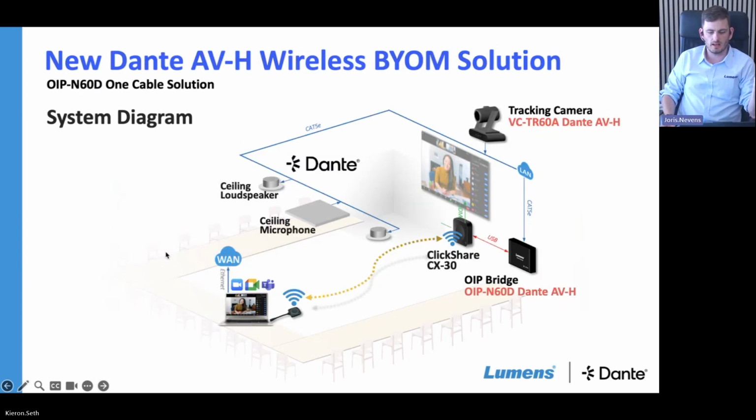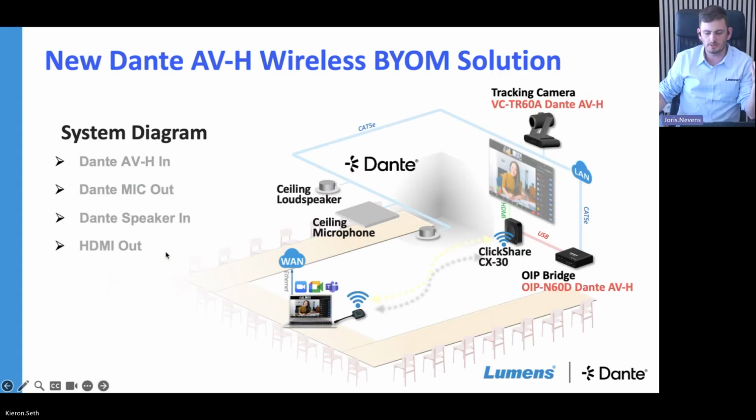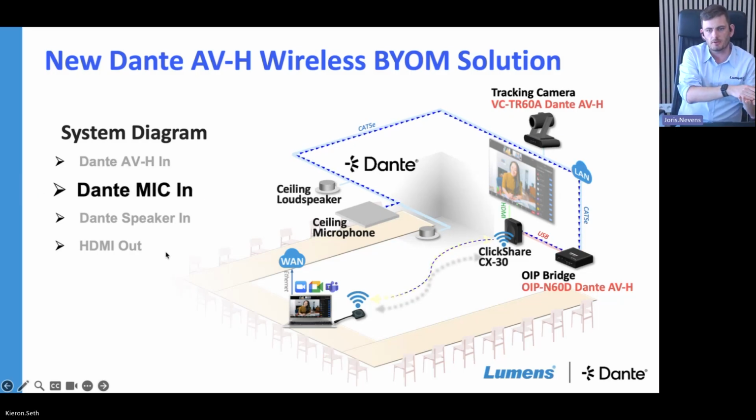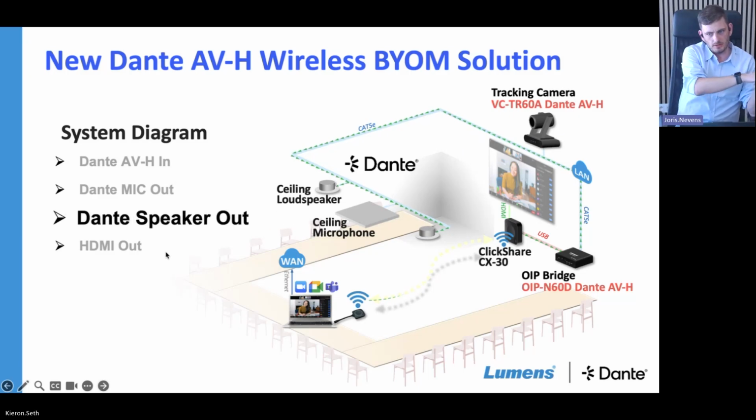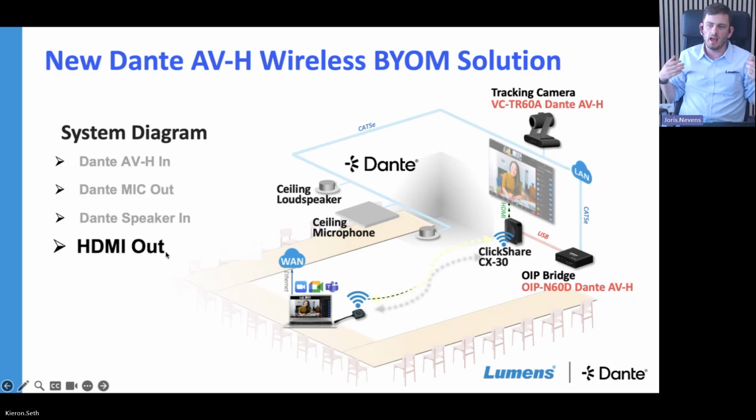Here we have again a system diagram. It's the same as what we did before. So if we go to the next slide, you will see it again. We will send the Dante video to the OIP box, which will then send it to the wireless device, to the PC. The same will happen with the microphone in. And then what we do is we receive through the USB the sound back from the laptop and send that again to the speakers. And then, of course, the HDMI out from the ClickShare, in this case, to the screen where we show you whatever is on your laptop and whatever meeting you are doing.